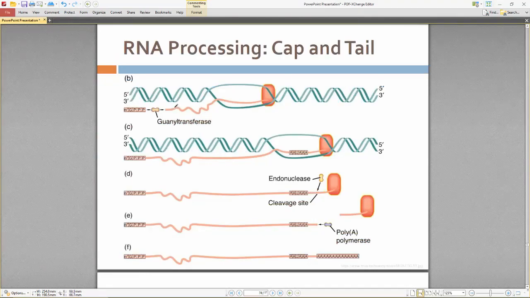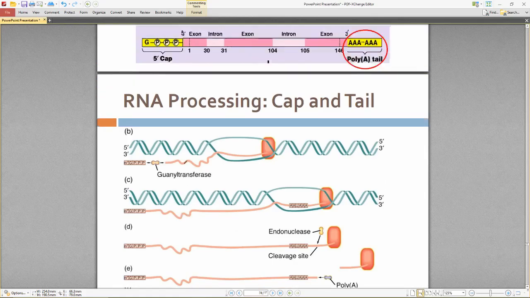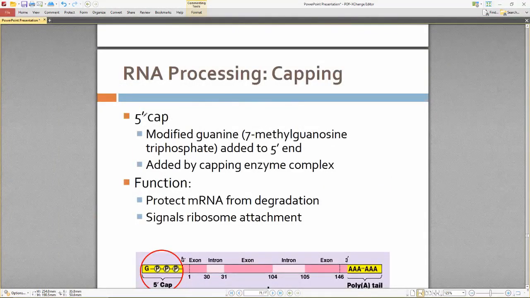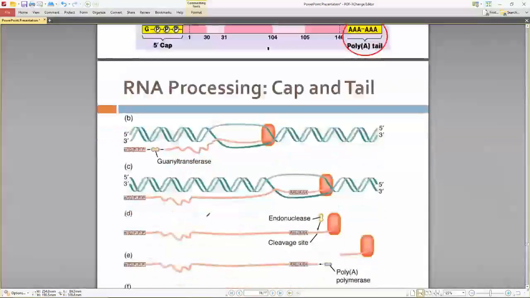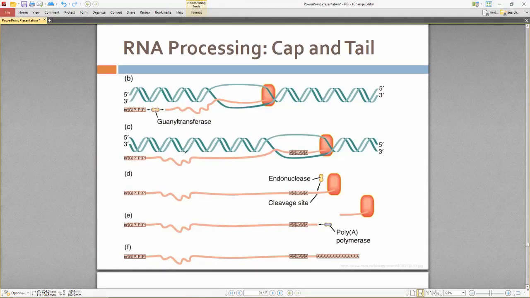Let's take a look here. Can capping happen during transcription? Before the RNAP is done? Anybody have any guesses? Or based on this diagram here? So capping only refers to the 5' cap, because adding the poly A tail is called polyadenylation. So when we say capping, we're referring to the 5' cap. So exactly, anytime after the RNAP has begun, the 5' end is free, right? Nothing's going on here, so the cap is added.